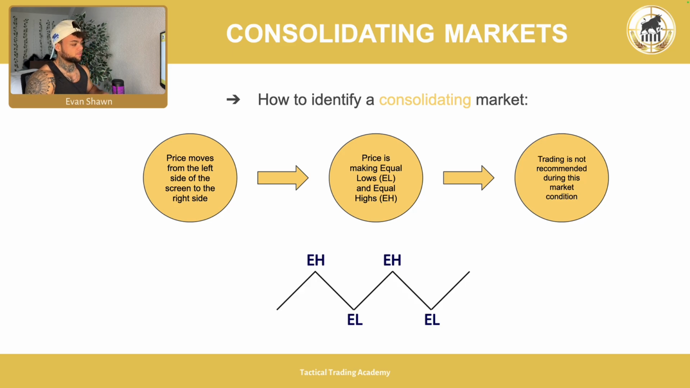And now here's a quick image on how this is going to look. Now, as you guys can see here, we have a high here, we have an equal high right here because it is at the same height, and here we have a low here, and here we have an equal low because it's on the same level here as well. So price is basically just bouncing in between two zones.